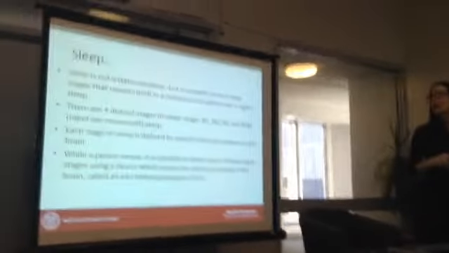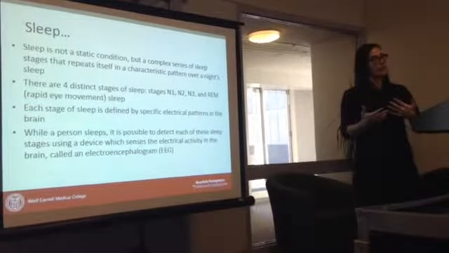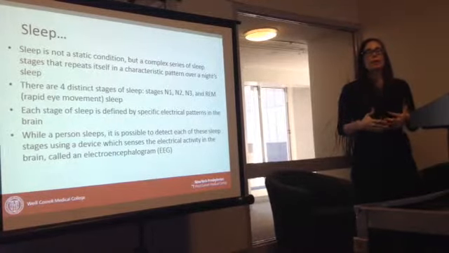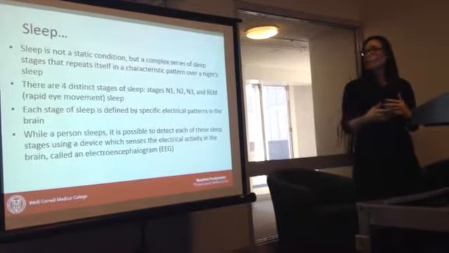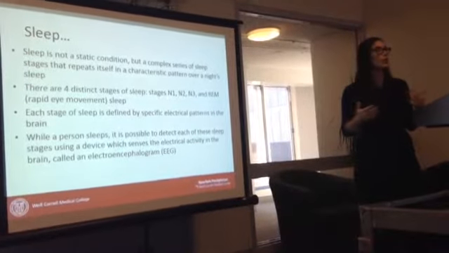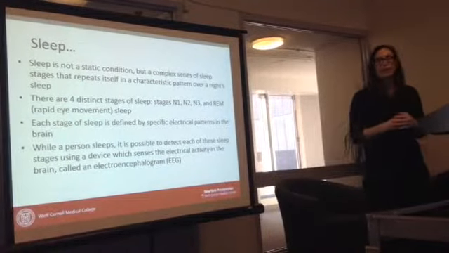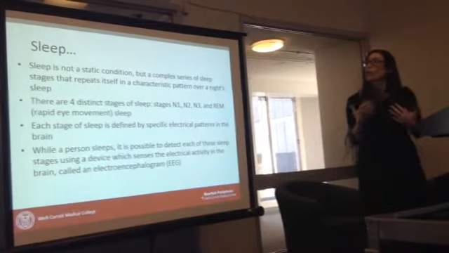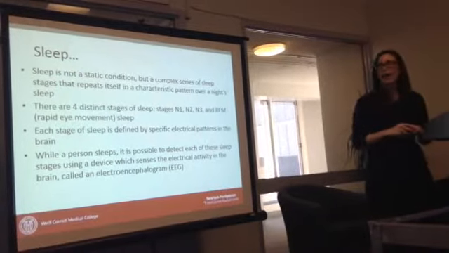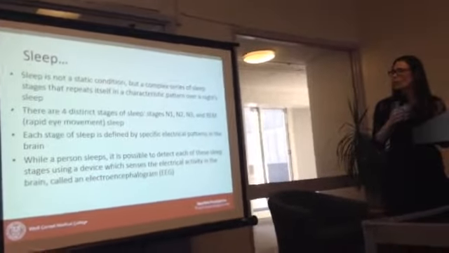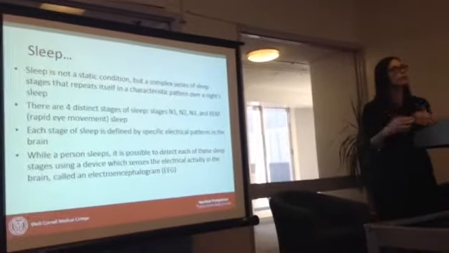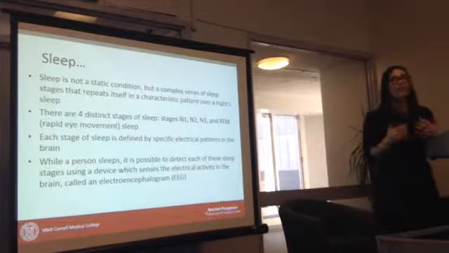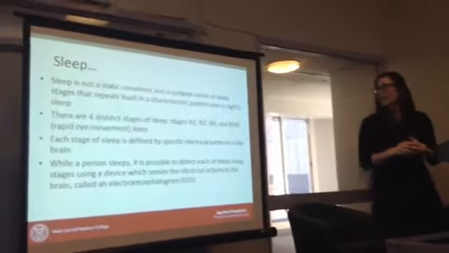So there are 4 stages of sleep. We categorize them into rapid eye movement sleep and non-rapid eye movement sleep. Non-rapid eye movement sleep has 3 stages, stage 1 being the lightest stage of sleep, and then stage 2 and stage 3. We call stage 3 slow wave sleep or deep sleep, and that is what people mean when they talk about restorative sleep. Unfortunately, as we get older, that tends to decline, and sometimes it's not even present.